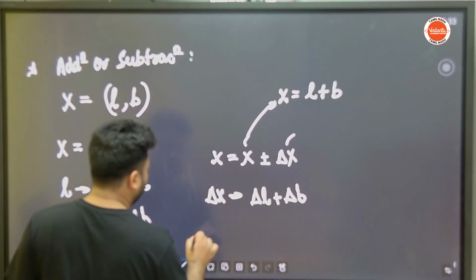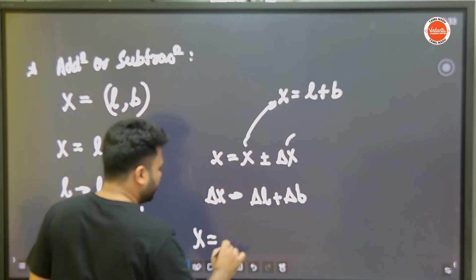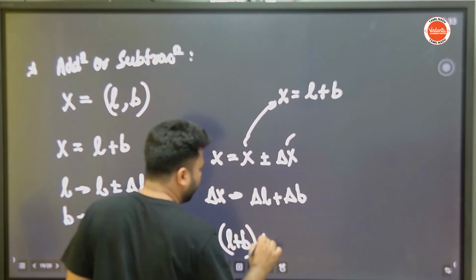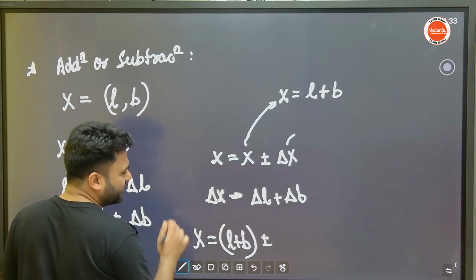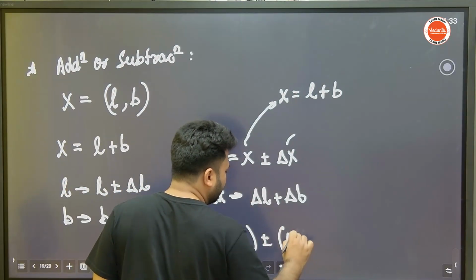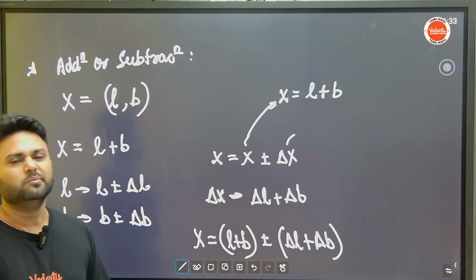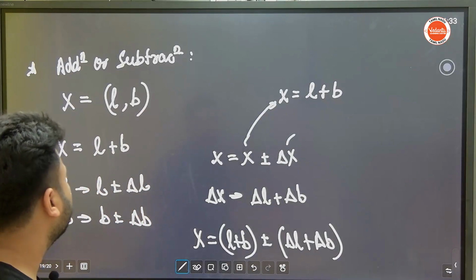So finally we can write x equals x, that is L plus B, plus minus error in x, that is plus minus delta x. What is our delta x? Delta L plus delta B. Correct. Just one example I will take. Don't worry.